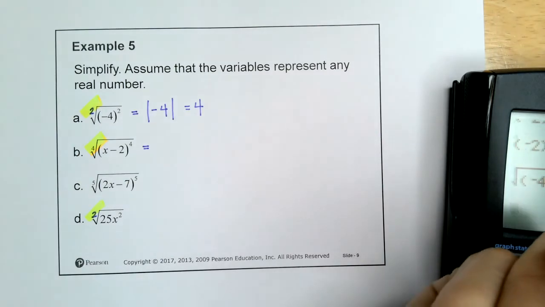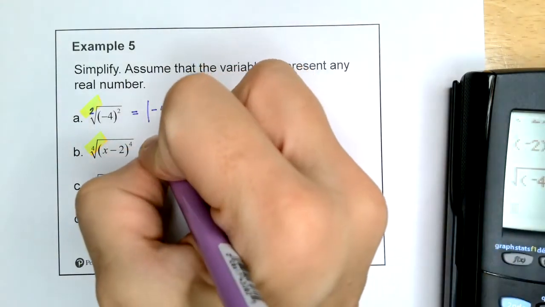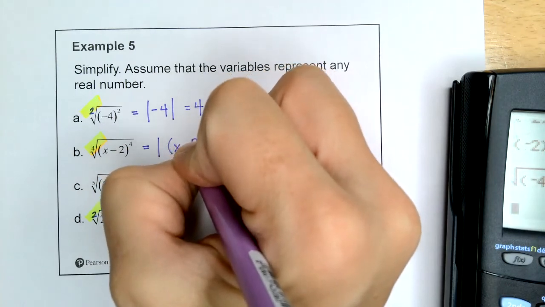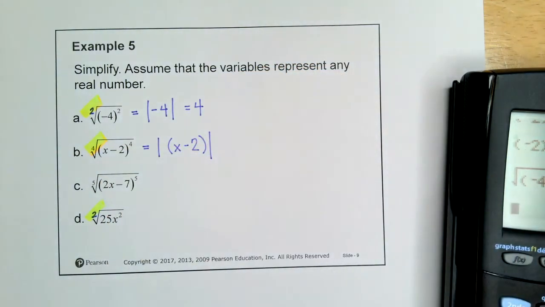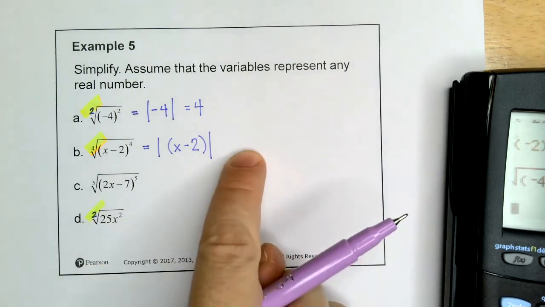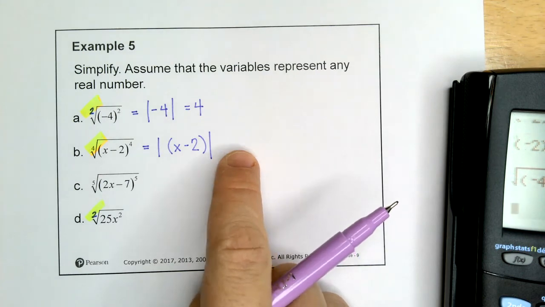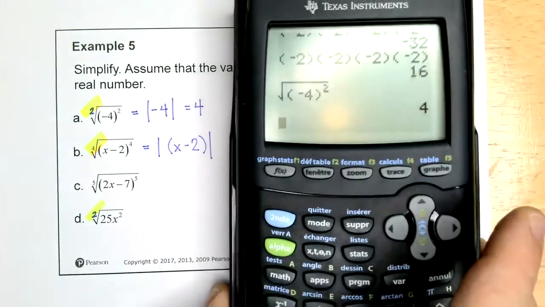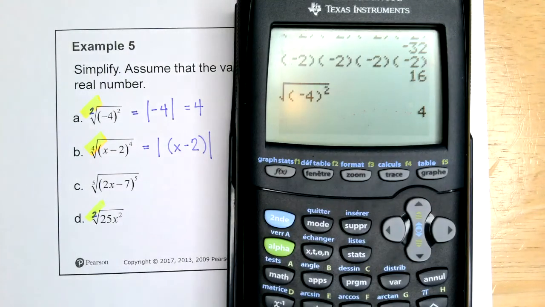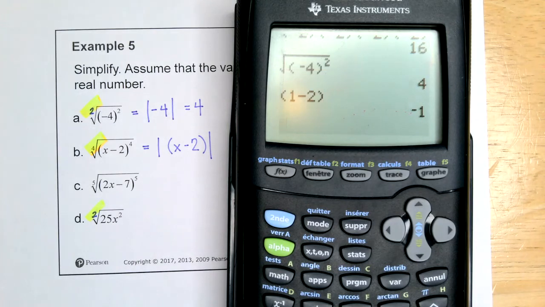Here, it's also even, so we're going to use absolute value bars. 4 and 4 cancel out. So I have absolute value of x minus 2. I cannot just change that to x plus 2 outside the absolute value bars because of the variable. So if the variable was 1, right? 1 minus 2, I would get -1. So if I took that out of the absolute value bars, I still don't know what x is, and so I don't know if my rule stands.